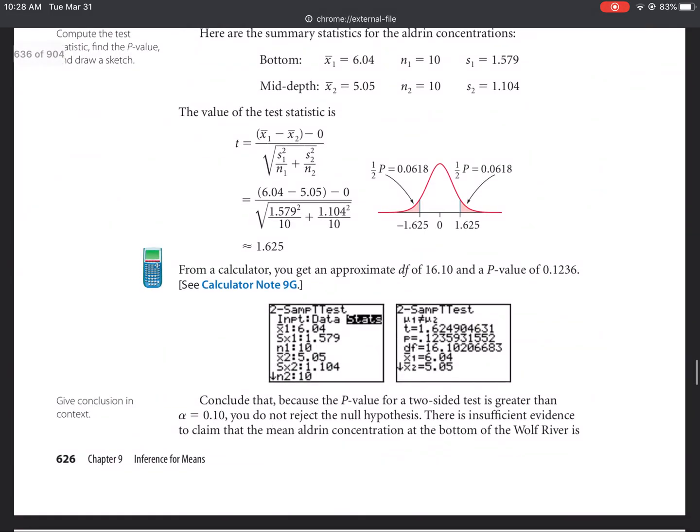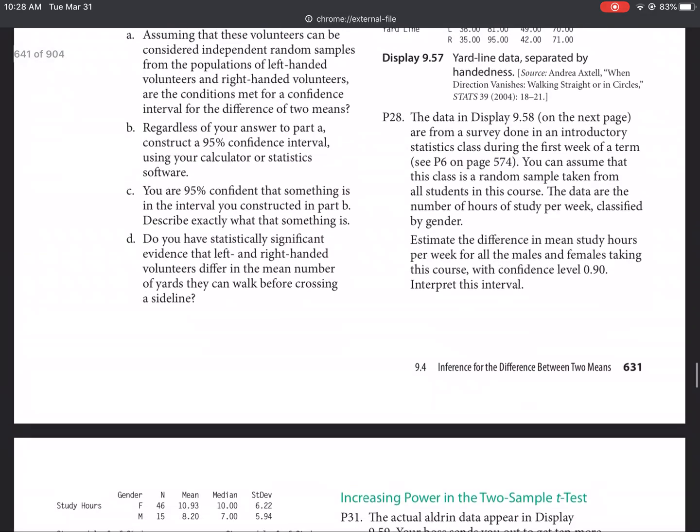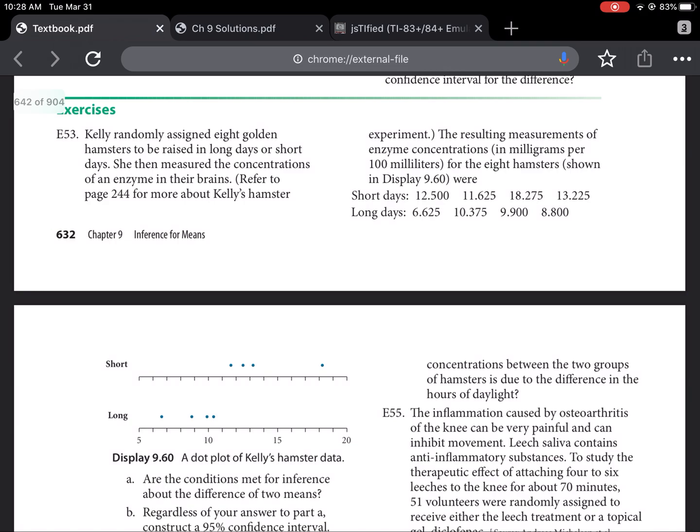So let us go down to the questions. The first question I had you guys do was number 53 in the exercises. So we are going back to Kelly. You might remember we had some questions about Kelly and her hamster experiment. So basically what she did was she took very few hamsters. She only had 4 in each group, and she assigned them to either be in daylight a long period of time or daylight a much shorter period of time, and then measured some sort of enzyme in their body afterwards.